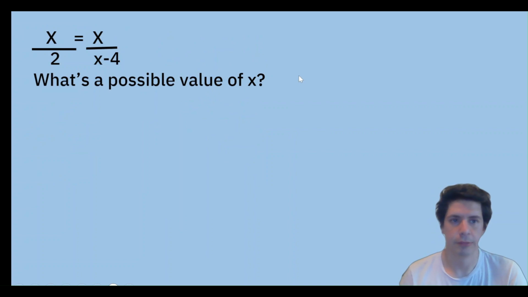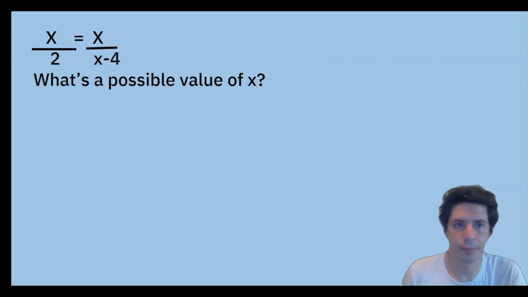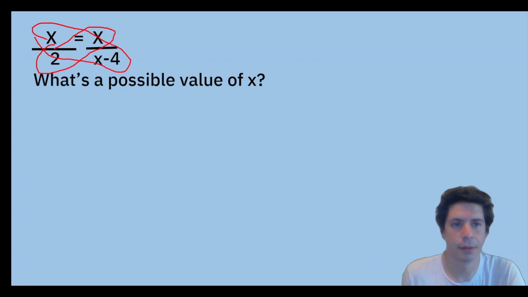Okay, then we'll try this one. X over 2 equals x over (x minus 4). So what's a possible value of x? Similar to the last one, right? But we don't have answer choices here. And this time we have 3 x's going on. So again, we will cross multiply. Okay. And then from there, we will work it out.